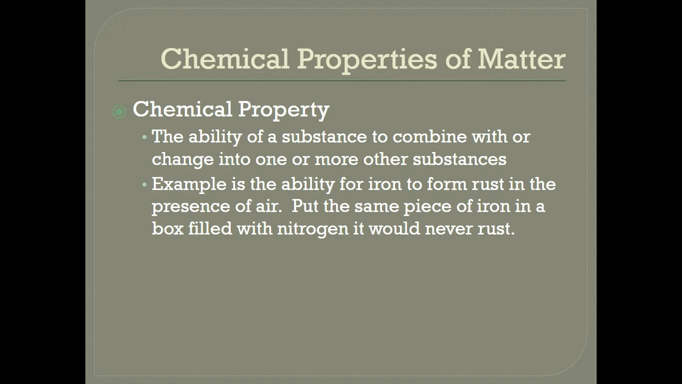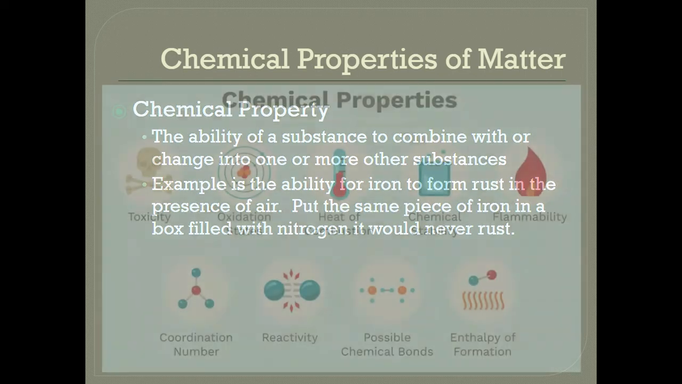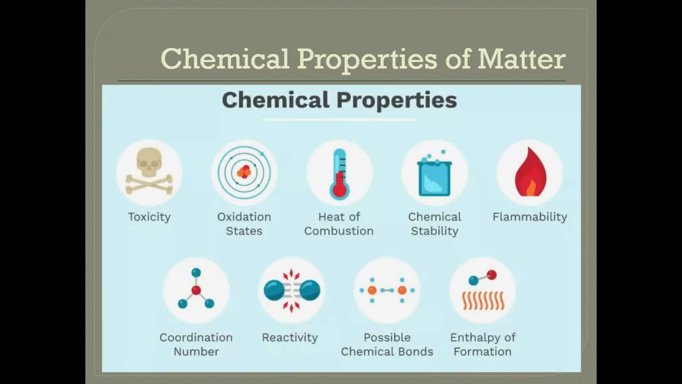But if I put that same piece of iron into a box full of nitrogen, nothing happens. Because nitrogen doesn't bind with iron like oxygen does, because they have different properties. So oxygen will bind while nitrogen will not. And so let's look at a few of these chemical properties: toxicity, oxidation, combustion, stability, flammability, reactivity, possibility to make chemical bonds, enthalpy. All this stuff is chemical properties.